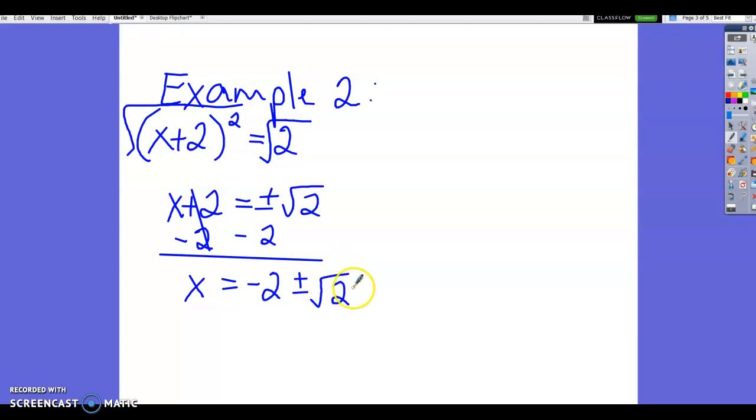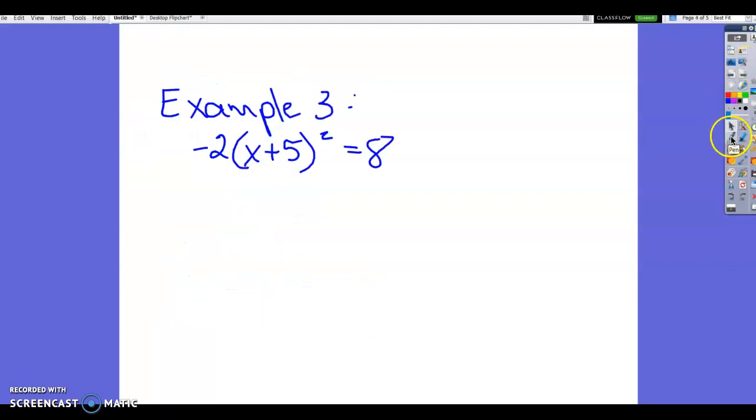Now, if the square root of 2 had been a perfect square, then you could break that down. Or even if it has a perfect square in it, you can break that down. But since it doesn't, that is your final answer. So x equals negative 2 plus or minus the square root of 2. You can see this one does not have an imaginary part.